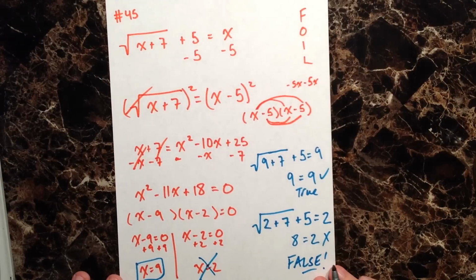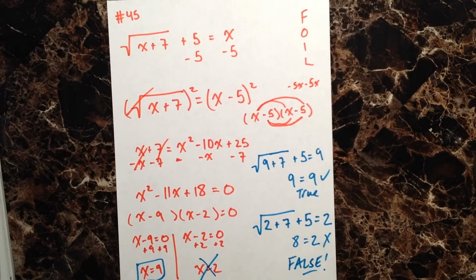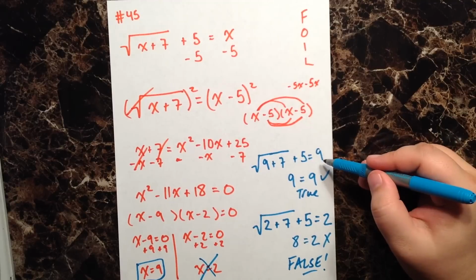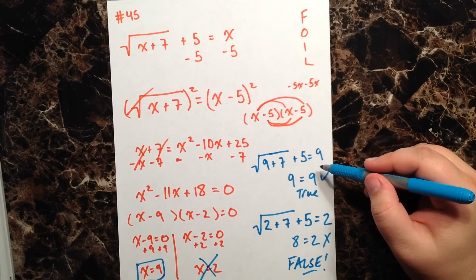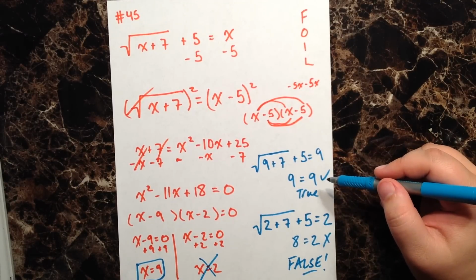So in this case, the only solution to the equation is x equals 9, because it's the only time when I plug in 9 for x that I get a true statement.